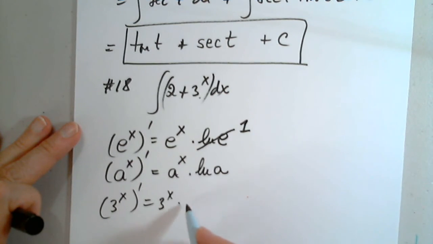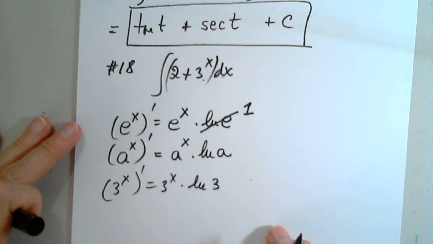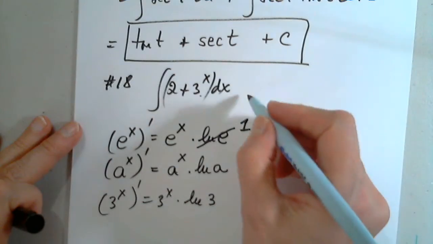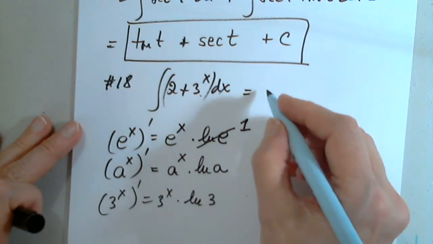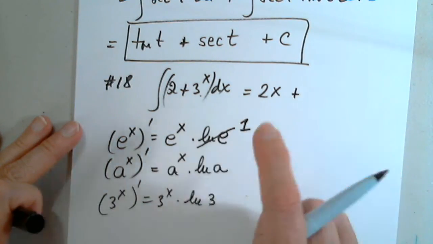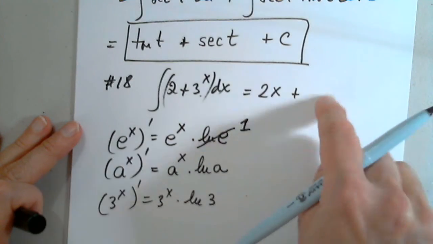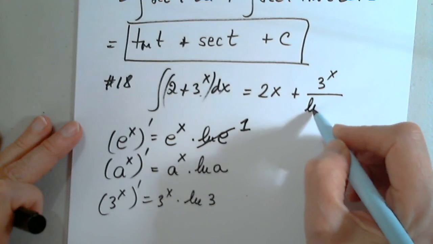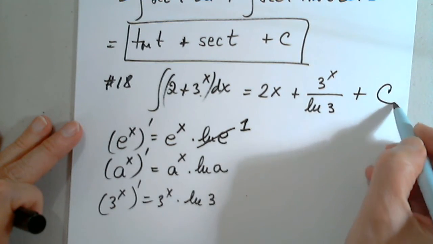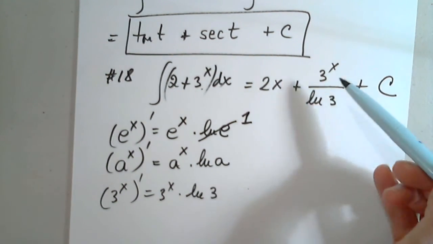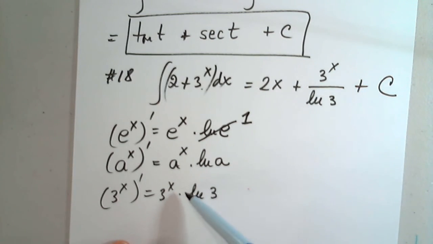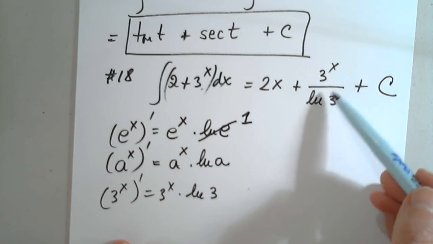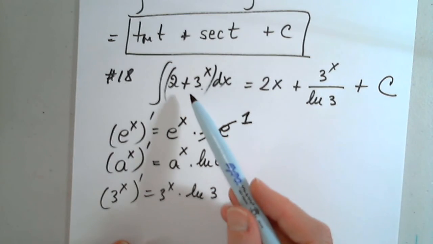So now, when we want to integrate, 3 to the x prime will be 3 to the x times natural log 3. In order to determine this, I have to divide both sides by natural log 3. Right? So, which function prime is 2? That's easy. But plus, which function prime is 3 to the x? It is 3 to the x over natural log 3 plus a constant c. How come? Because when I differentiate this, I get 3 to the x times natural log 3, which simplifies with natural log 3, and that's how I get this back.